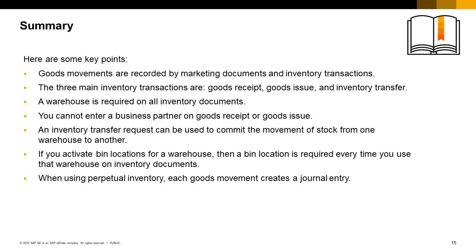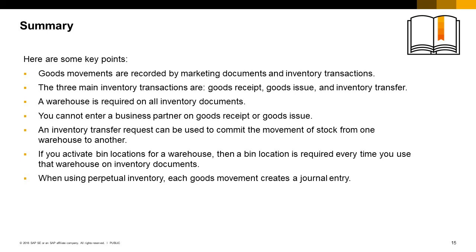Goods movements are recorded by both marketing documents and inventory transactions. The three main inventory transactions are goods issue, inventory transfer and goods receipt. A goods receipt is used to receive items into a warehouse. A goods issue is used to transfer goods out of a warehouse. And the inventory transfer is used to transfer items between warehouses.